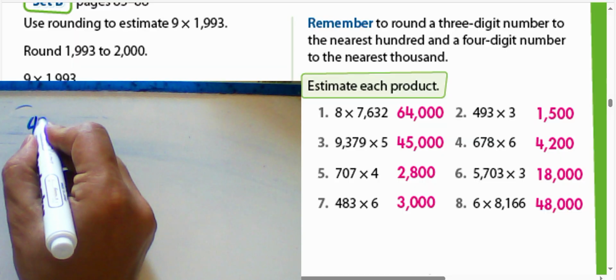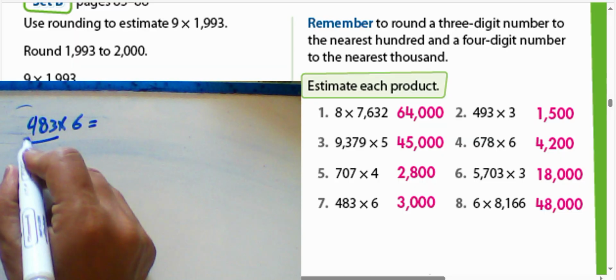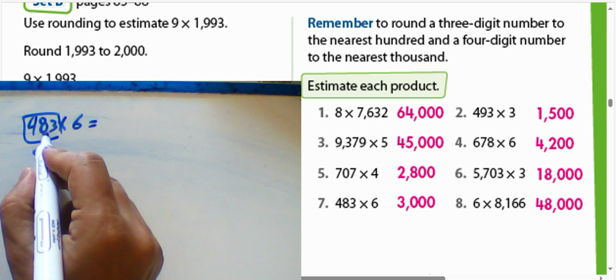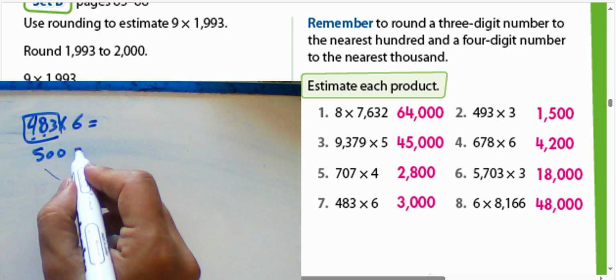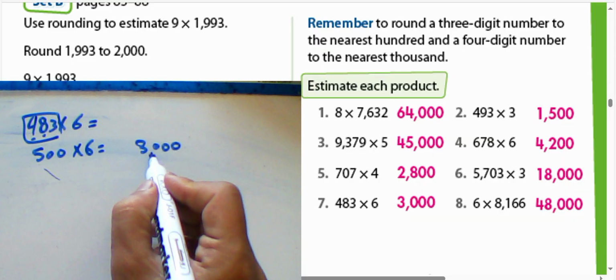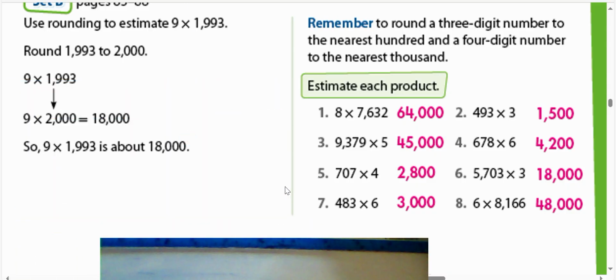403 times 6. This number is nearest to what? Nearest to 400. We can give 400 product by 6. Right, that is double 0, and 6 times 4 equals 24. The result will be 2,400. Understood the answer? Look at it with me. Next question.